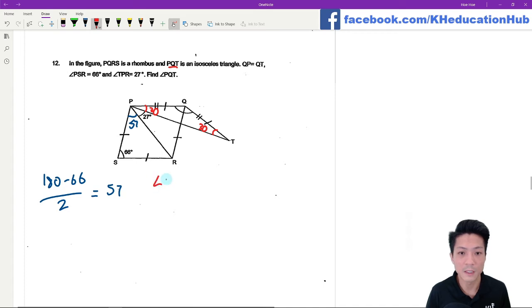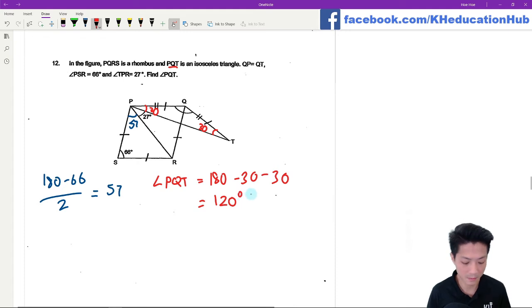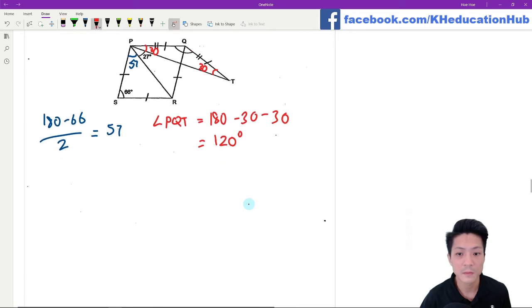Okay, to find angle PQT, just need to use 180 minus the 30 and minus the 30. It's going to give me 120 degree. Okay, this is the answer for this question.